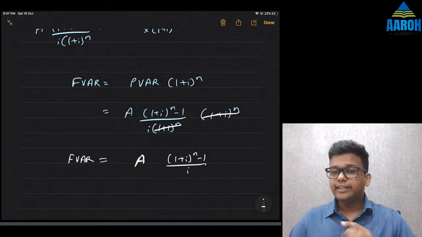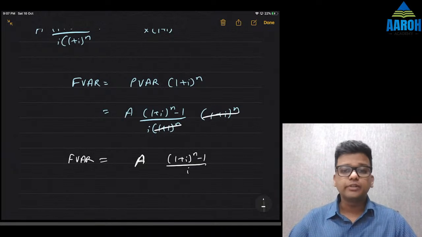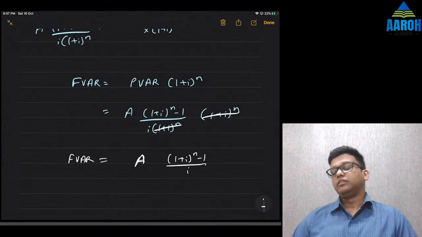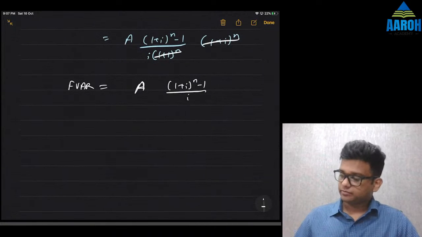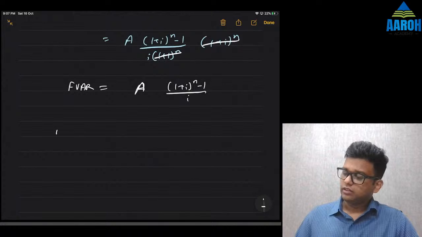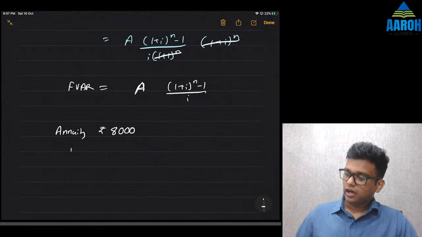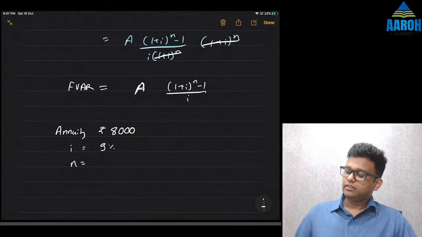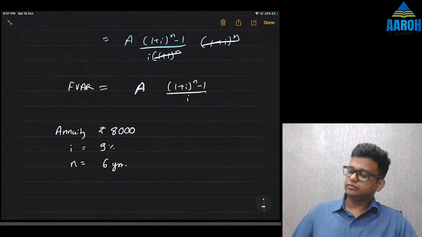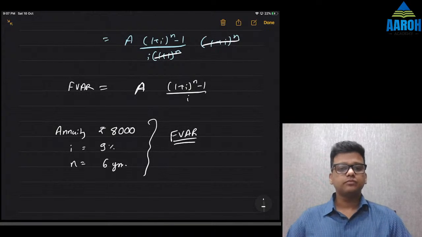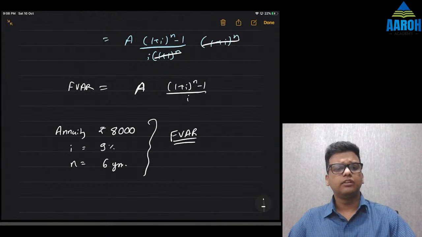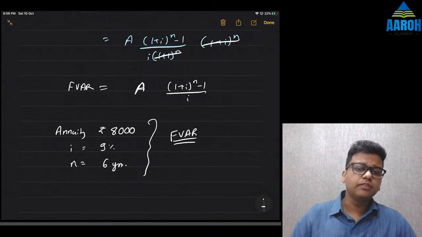Now we do not need any shortcut for this formula because we can do it on the calculator easily. Okay, how? Let's try to do it. Let's say annuity is rupees 8,000, I is 9%, N is 6 years. Let's try to find future value of annuity regular. How do we find it? A into 1 plus I raised to n minus 1 upon I.